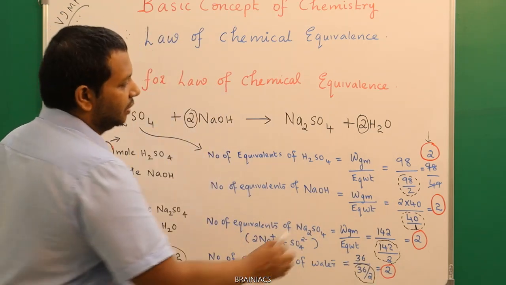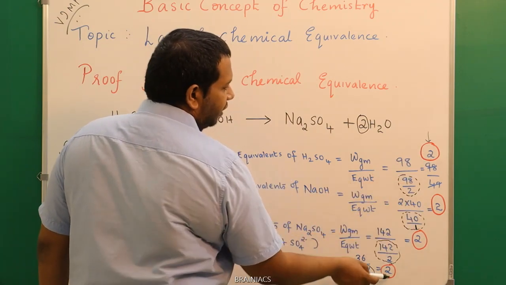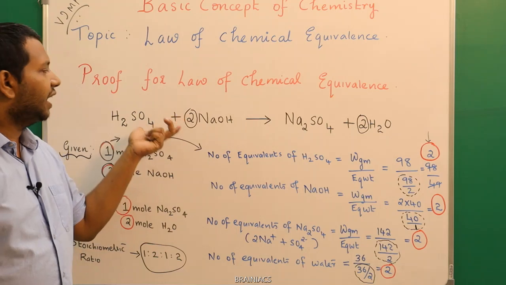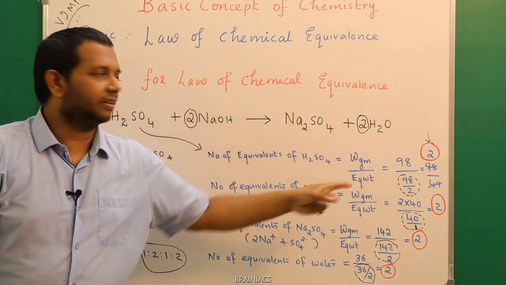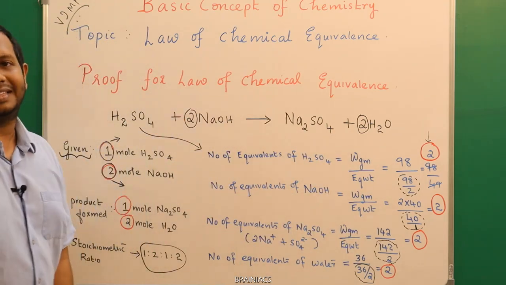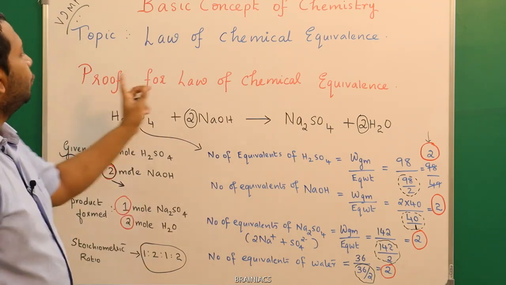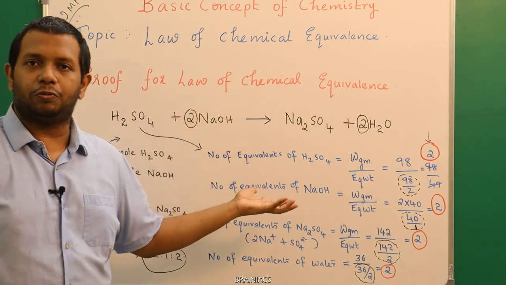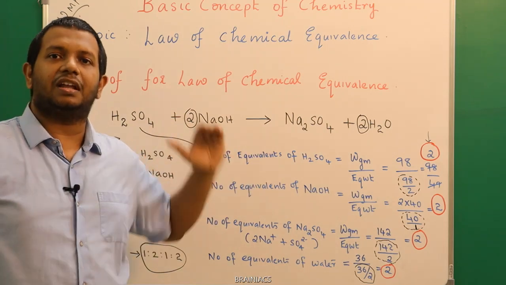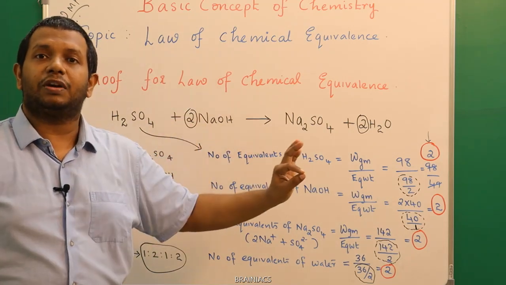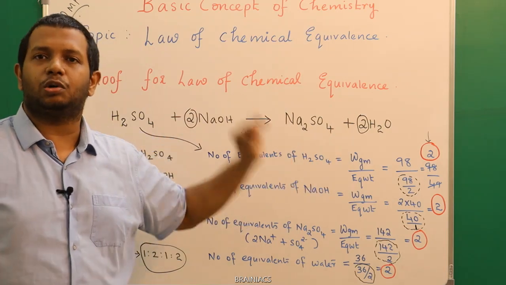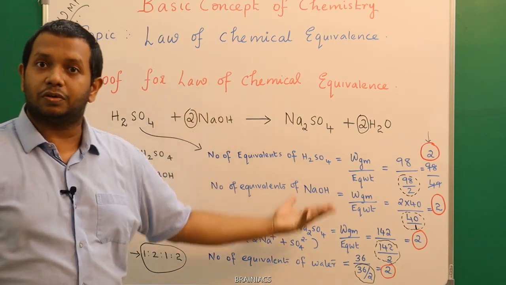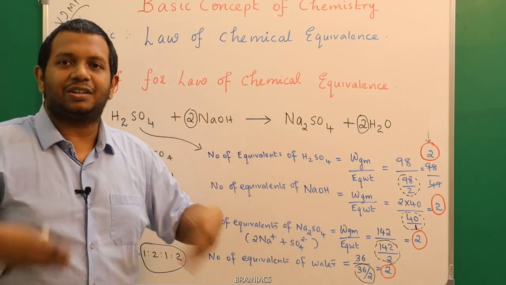So what does this mean? You can see all are highlighted in red color. The number of equivalents remains the same, whether it is reactant or product. This is the advantage of the law of chemical equivalence. I hope you can take this as a proof to understand that in the law of equivalence, the number of equivalents will remain the same irrespective of whether it is a reactant or the product. Now we will start doing the questions, then you will slowly get that confidence.